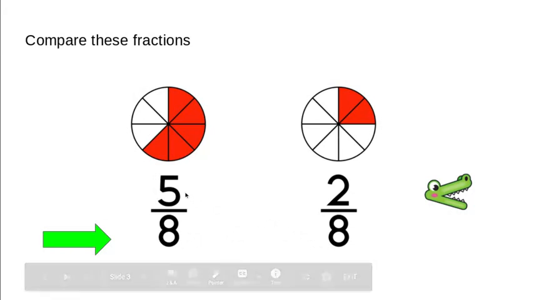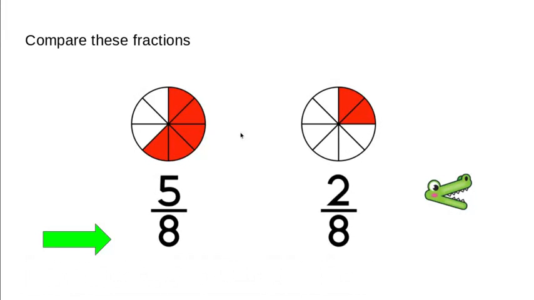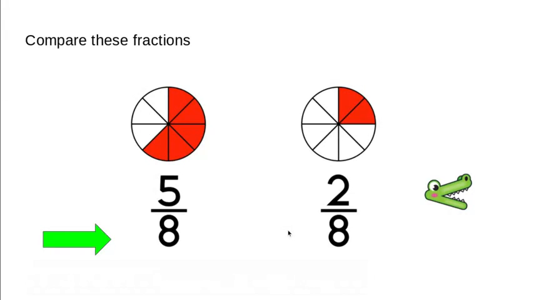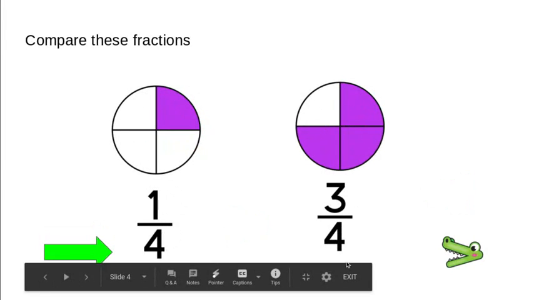So which one would be bigger? 5 out of 8 pieces or 2 out of 8 pieces? 5/8 or 2/8? And we can clearly see with the picture which one is greater, right? 5/8 is greater, right? So what would that look like with the math symbol? 5/8 is greater than 2/8, okay? Let's try another one. All right.